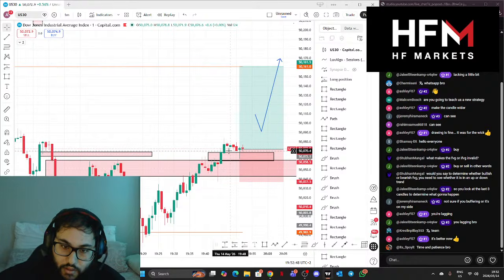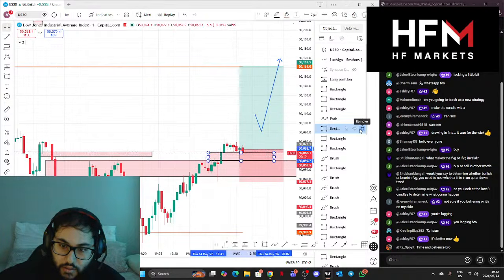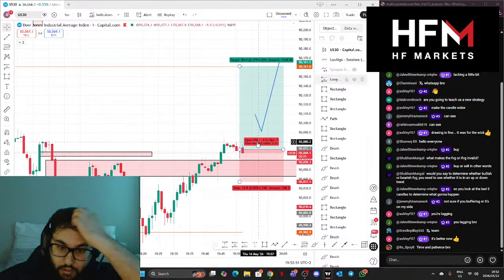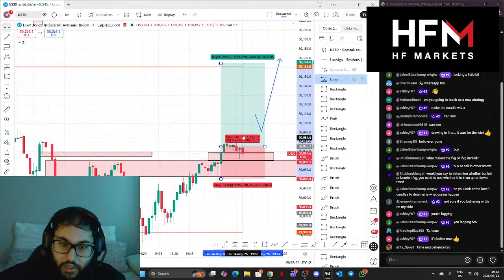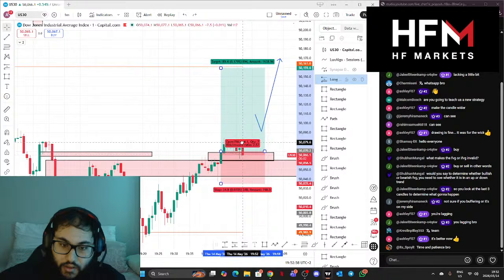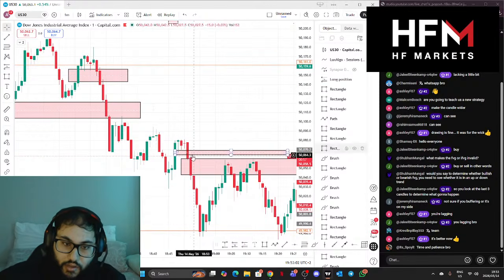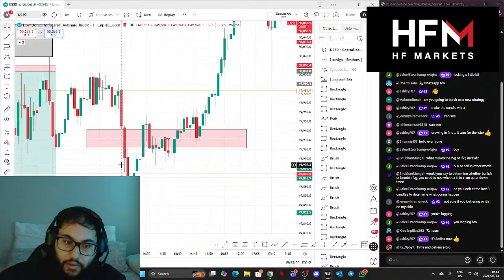Just delete this. Oh wait, that's actually the one there. Right, so we formed the inverse fair value gap. Actually, the entry should appear here, basically, as we close above there. But that's whatever, it's not a real trade. So it's very simple, guys. It's very, very simple.